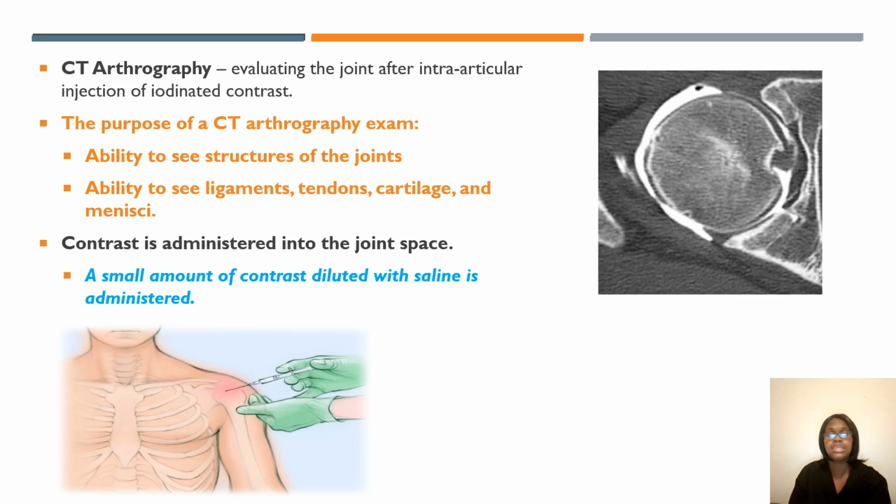You have a CT arthrogram, which is going to be used to inject contrast into the joint space. After that, we would scan them in CT. We are mainly focusing on how the joint is looking. So in this picture, you see the white area around the joint. That is the contrast. So that is a good arthrogram study.